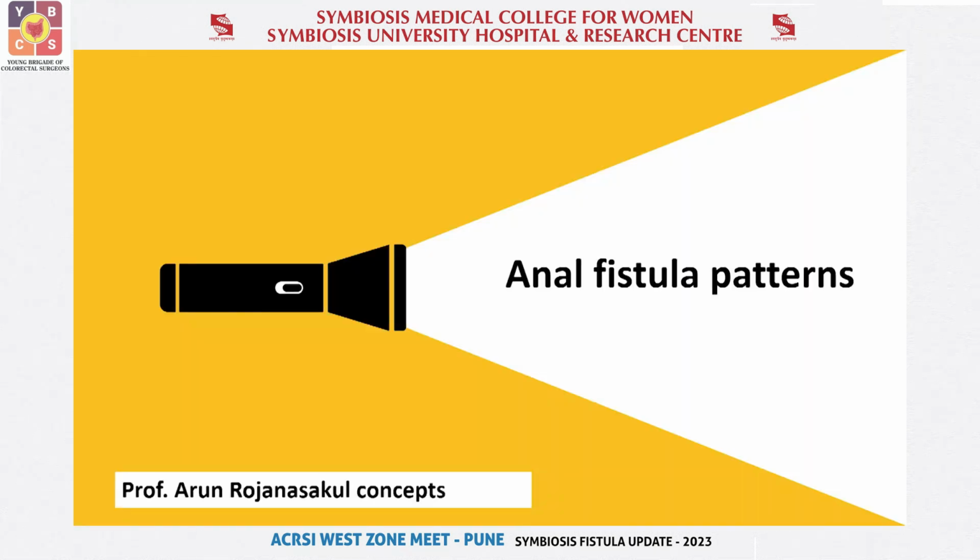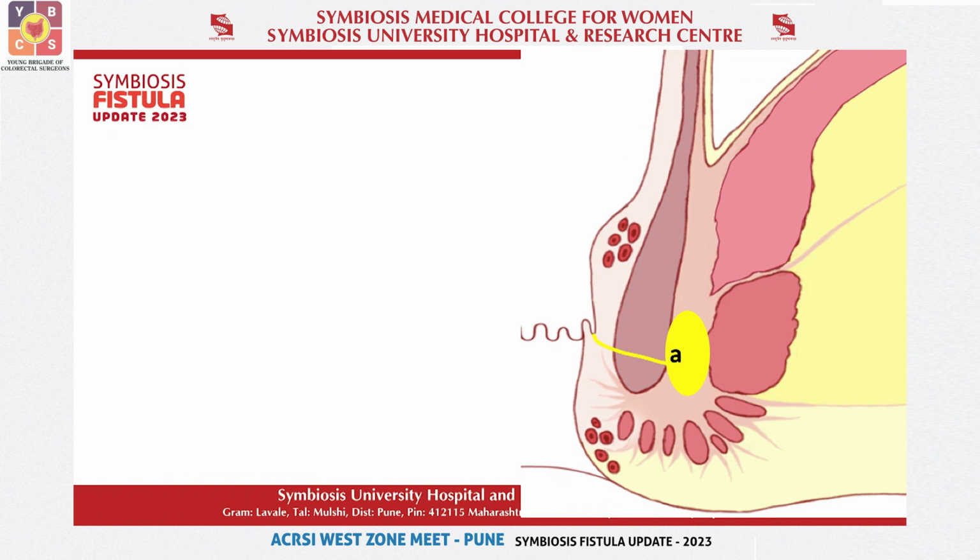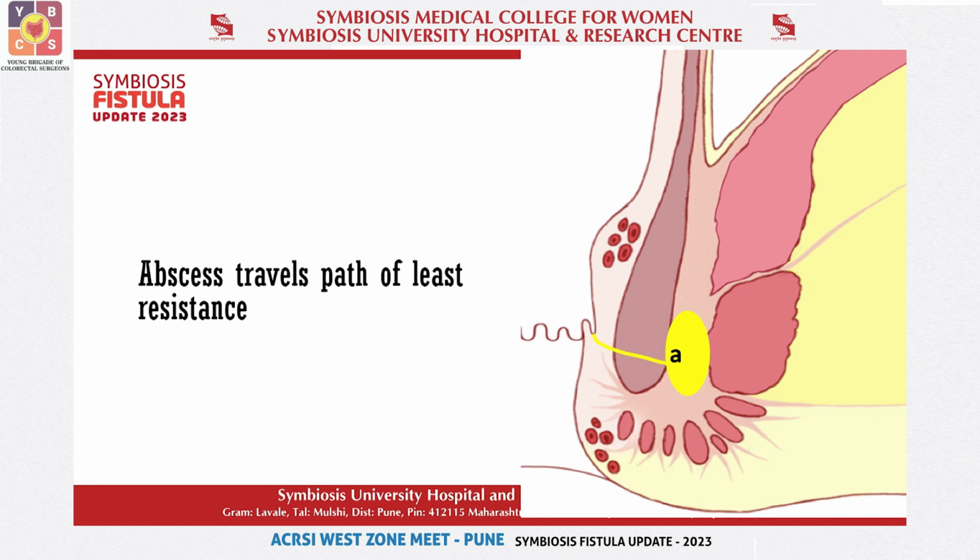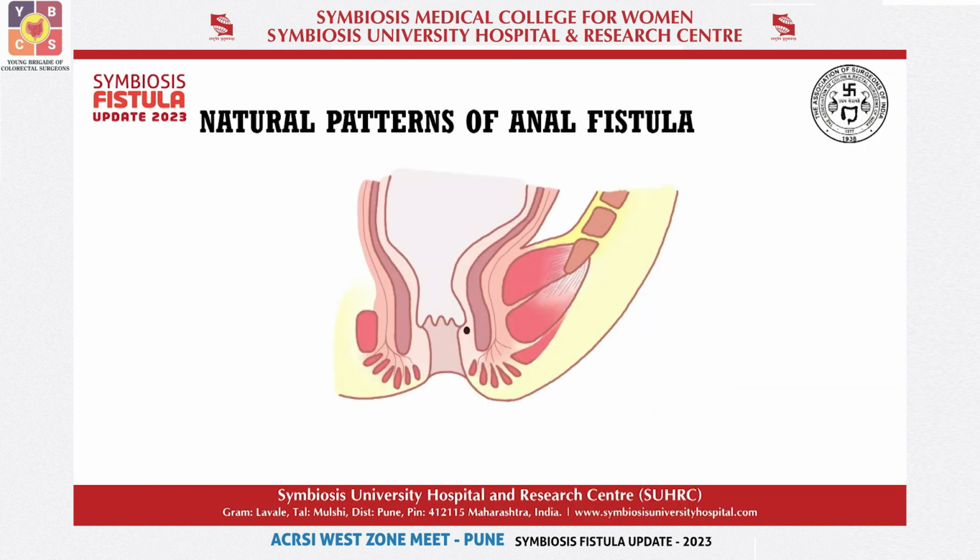What we are following as a radiology and surgical group is the Arun Rojansukul pattern. Let's see how it helps, radiologically and clinically. The concept is that infection in the intersphincteric plane always travels the path of least resistance. It can go down from the low intersphincteric, it can go up from the high intersphincteric, it can cross in the low transsphincteric, and it can go up as a low-high transsphincteric. You can see that this forms natural patterns.